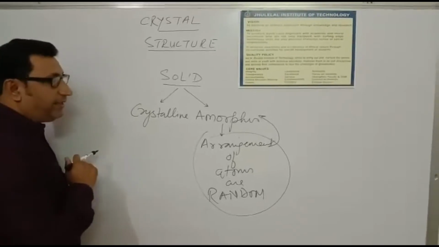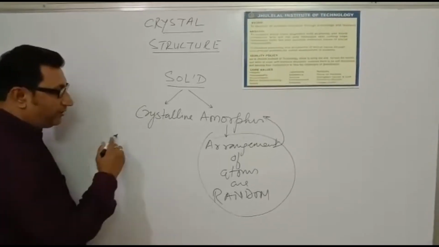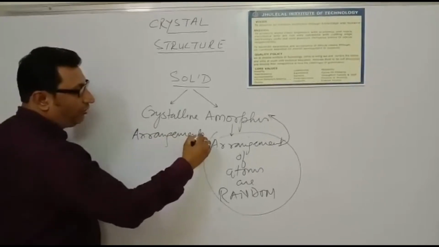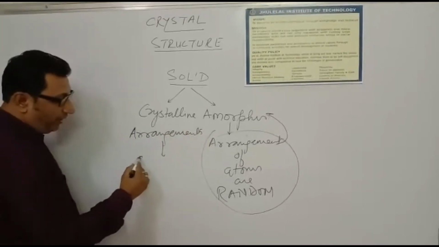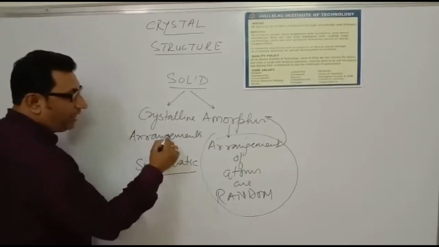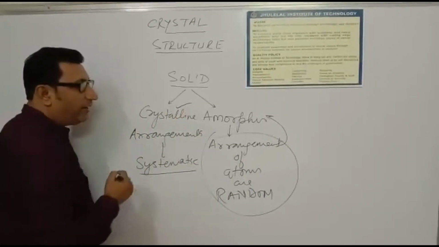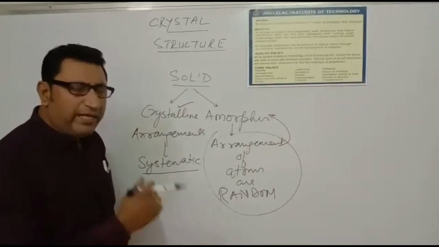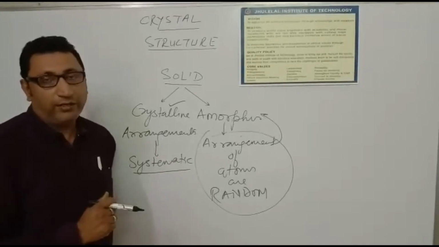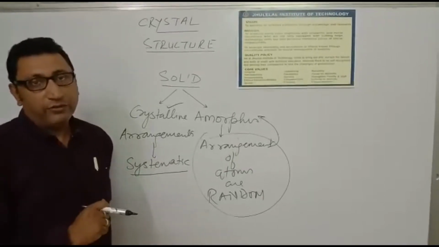As far as crystalline nature is concerned, these are solids in which again the arrangements of atoms are very systematic. So systematic arrangement of atoms results in a crystalline solid. There are many examples of crystalline solids. Semiconductor is a crystalline solid. Diamond is a crystalline solid.